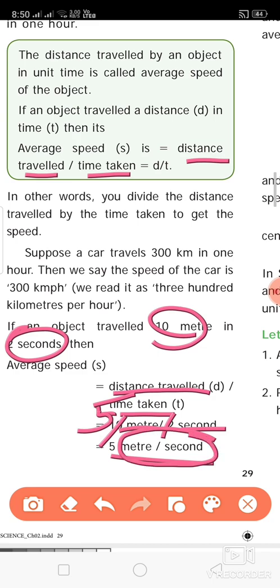Don't forget to write this unit, meter per second. See the problem given there. The unit followed is meter and second. You should follow the same unit here in the answer, 5 meter per second. Is it clear?